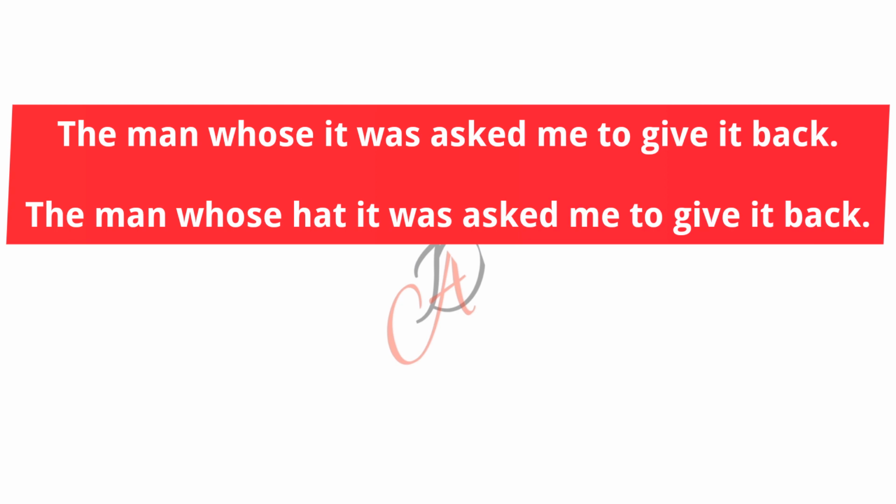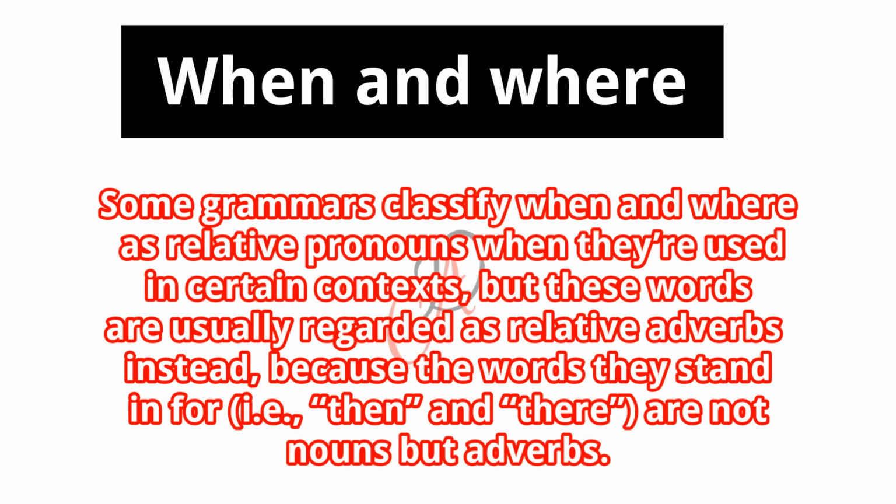Okay, let's move to the next one, that is when and where. Some grammarians classify when and where as relative pronouns, but in certain contexts, these words are usually regarded as relative adverbs instead of relative pronouns because of their usage of then and there. Here, then is the form of when and there is the form of where, and then and there are naturally adverbs.